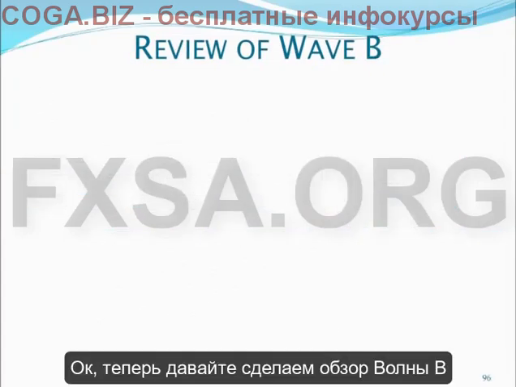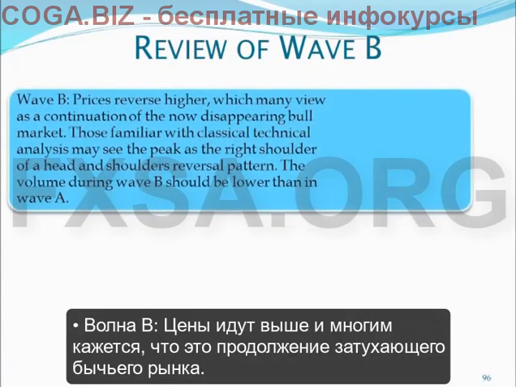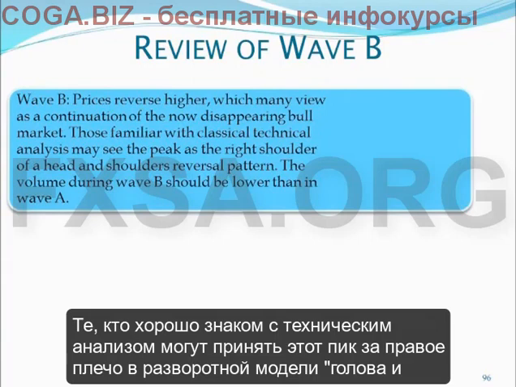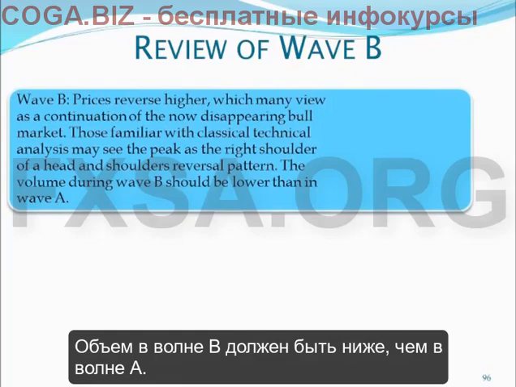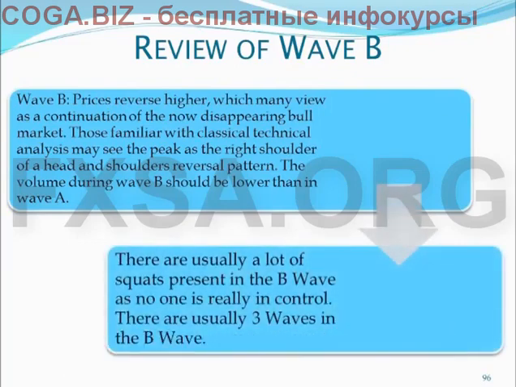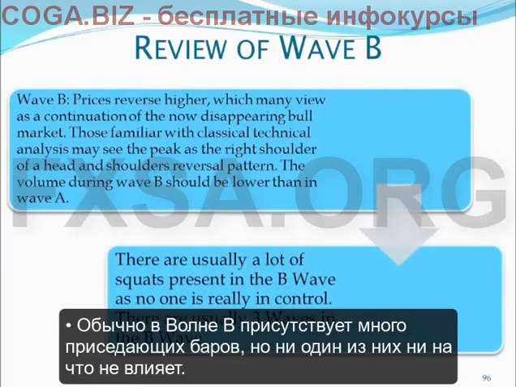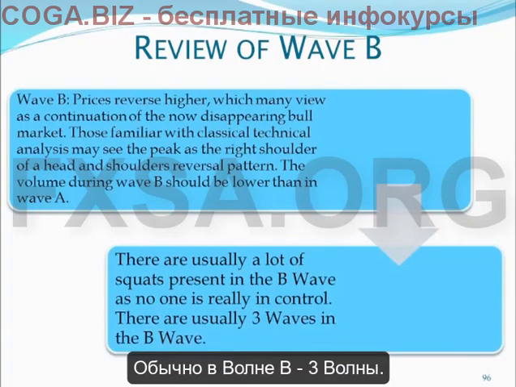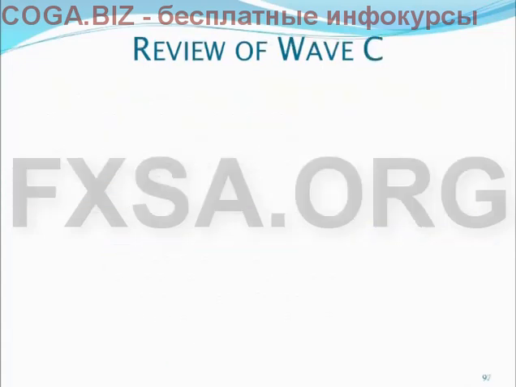Okay, let's review the B wave. B wave prices reverse higher, which many view as a continuation of the now disappearing bull market. Those familiar with classical technical analysis may see the peak as the right shoulder of a head and shoulders reverse pattern. The volume during Wave B should be lower than in Wave A. There are usually a lot of squats present in the B wave, and no one is really in control. There are also usually 3 waves in the B wave.